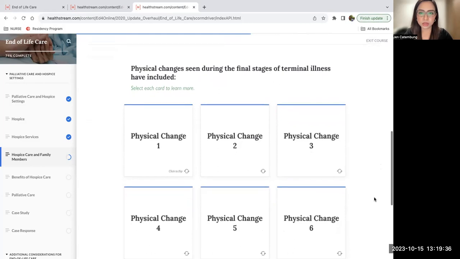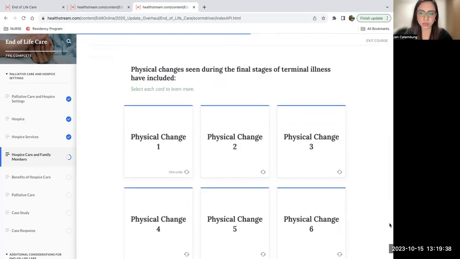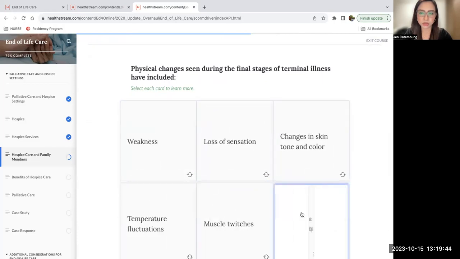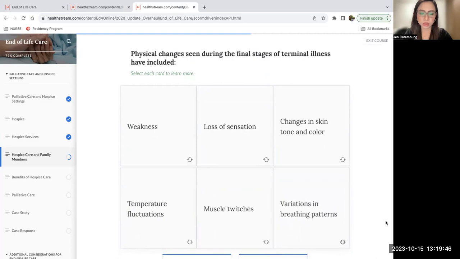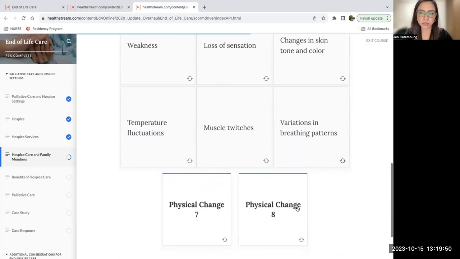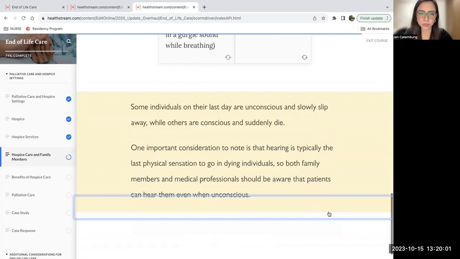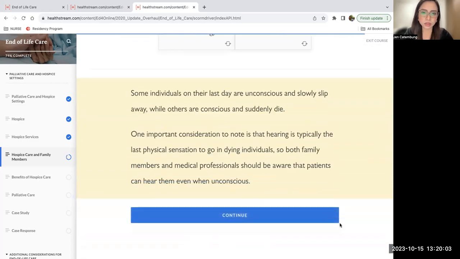Physical changes seen during the final stages of terminal illness have included weakness, loss of sensation, changes in skin tone and color, temperature fluctuations, muscle twitchings, variations in breathing patterns, a decreased ability to swallow oral secretions resulting in a gurgle sound while breathing, decreased blood pressure.